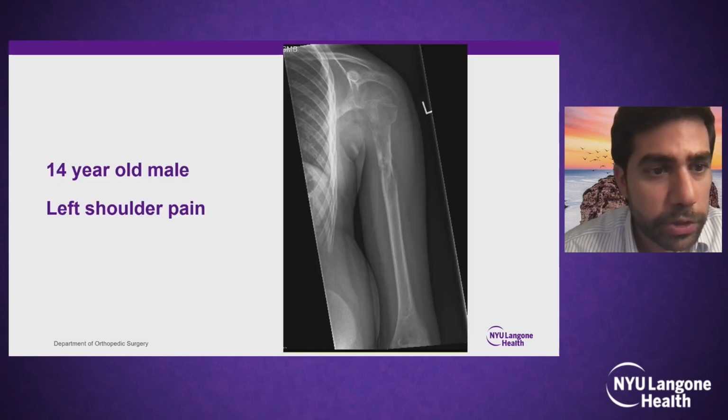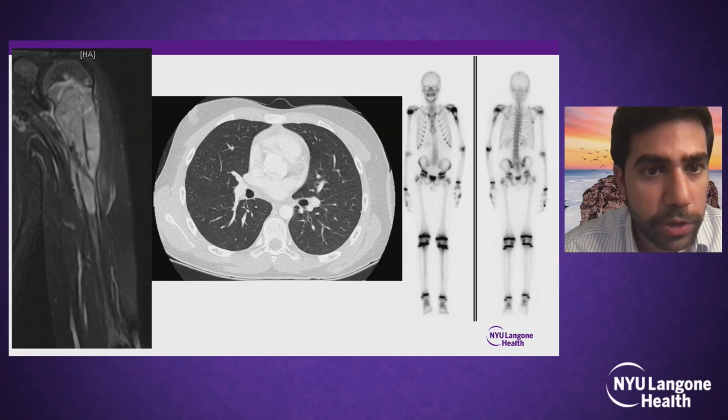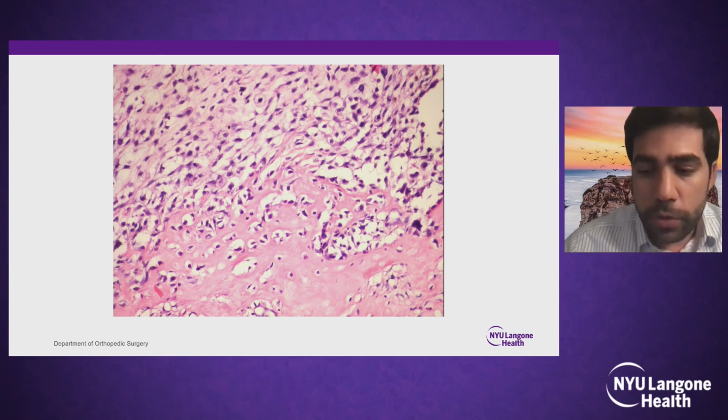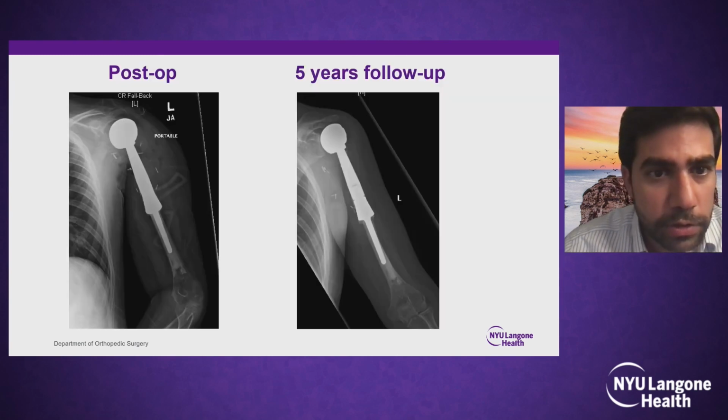So this is an older patient, also aggressive lesion. As you can see, soft tissue extension on the MRI, no metastatic disease, and that's osteosarcoma. So because it's an older patient, no metastatic disease, went for a proximal humerus resection and reconstruction with an implant and a prosthesis. Did well, 5-year follow-up, it looks exactly the same.